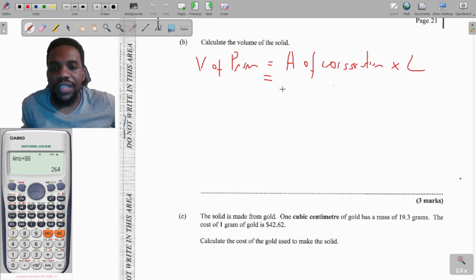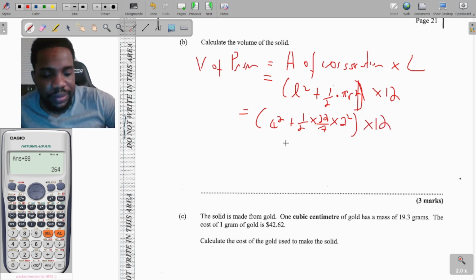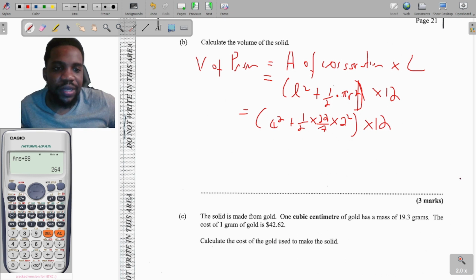So the area of a cross section is going to be length squared for the square, plus, since it's half a circle, a half times pi r squared. And the length, as we can see, was 12, so times 12. Now our length was 4, so that's 4 squared plus a half times pi, which is 22 over 7, times the radius squared. Remember the diameter was 4, so the radius is 2. 2 squared times 12. Once again, we can use our calculator to do a nice job here.